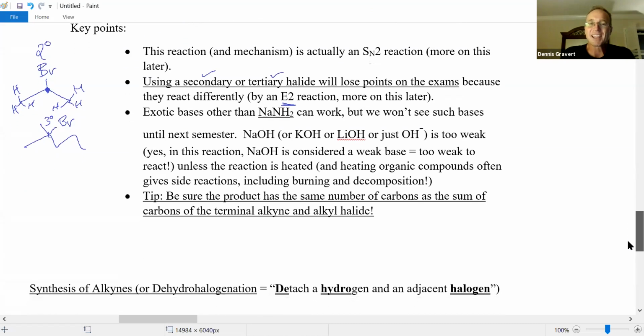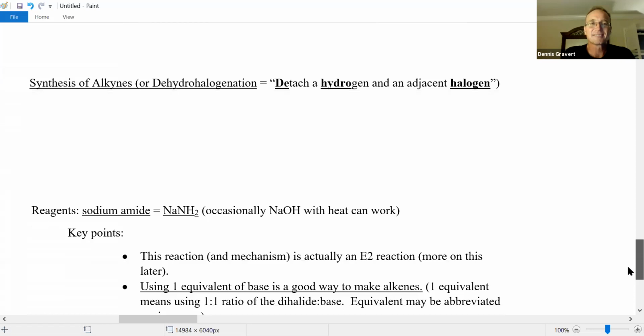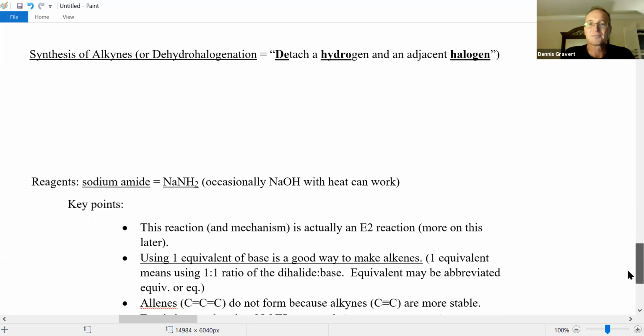Phew, thanks for hanging in there as long as you have. One last reaction. We talked about how to take the triple bond and turn it into other functional groups. Well, let's talk about how to make a triple bond. So how do you synthesize them? Well, one way of doing it is through a dehydrohalogenation reaction. And there's the breakdown. What you want to do is detach both a hydrogen and an adjacent halogen to make room for the triple bond.